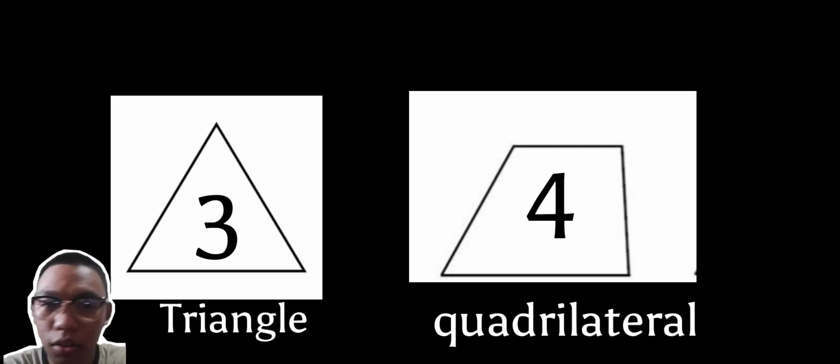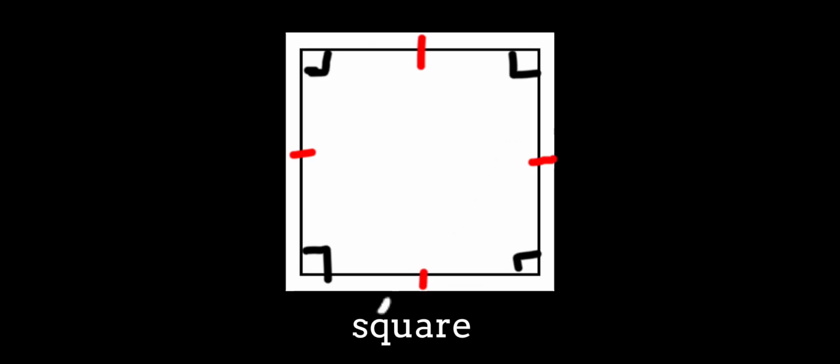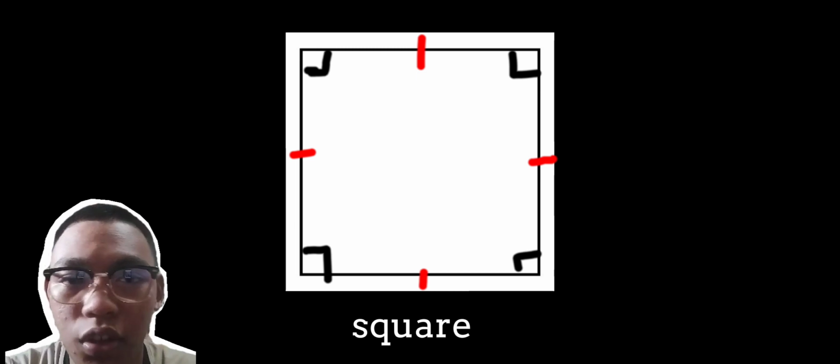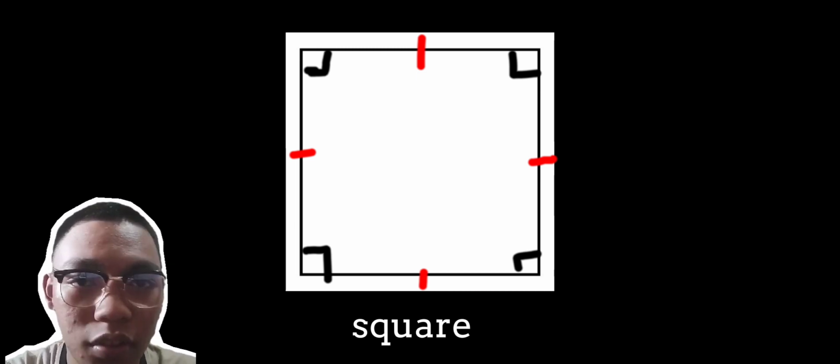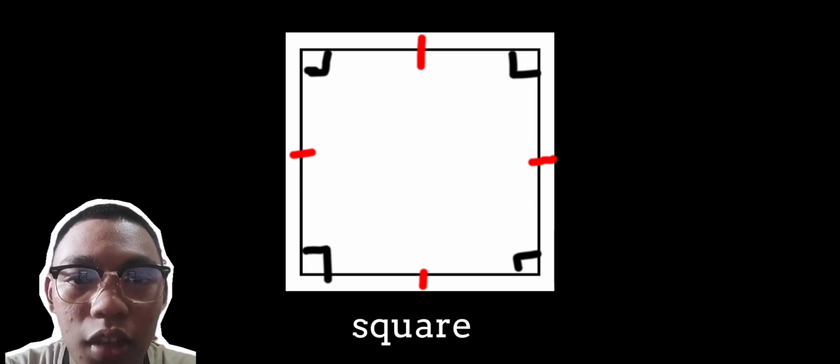So this is another. A four-sided polygon, in this particular case a quadrilateral, is known as a square. In a square, all sides are congruent and also the angles are congruent. They're all equal to 90 degrees.